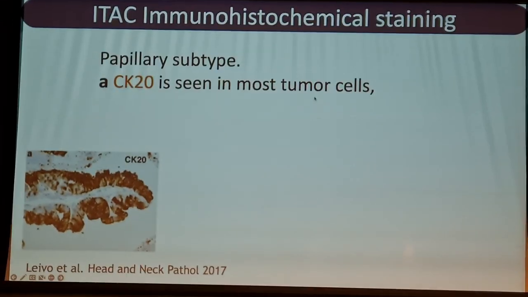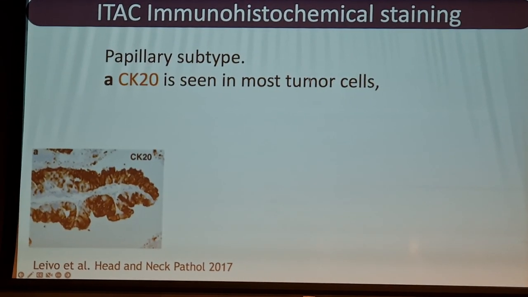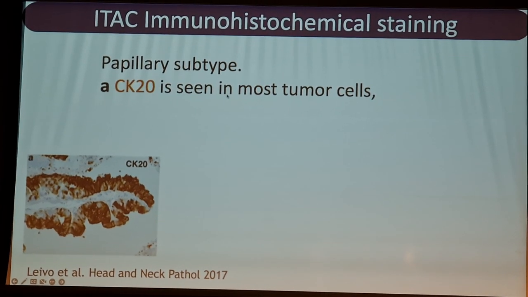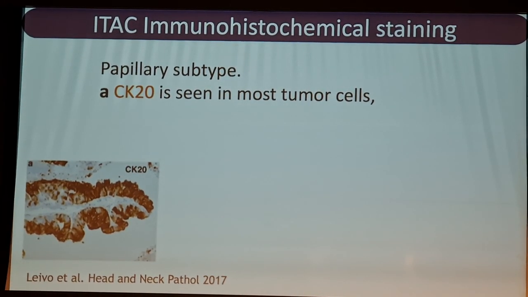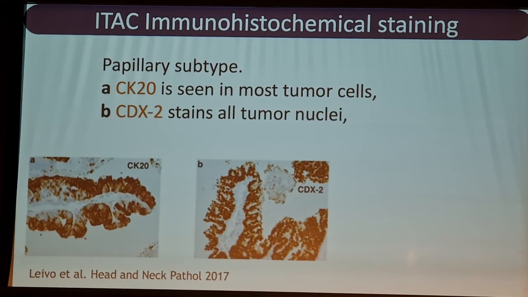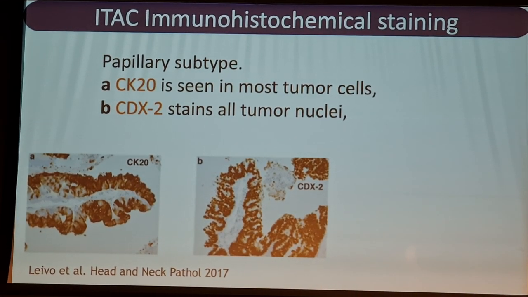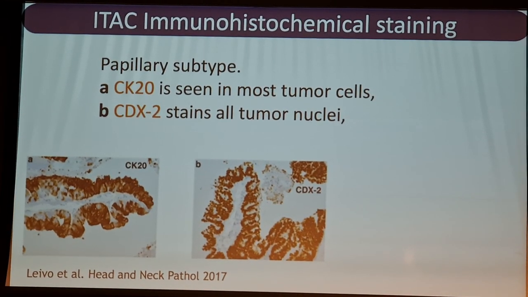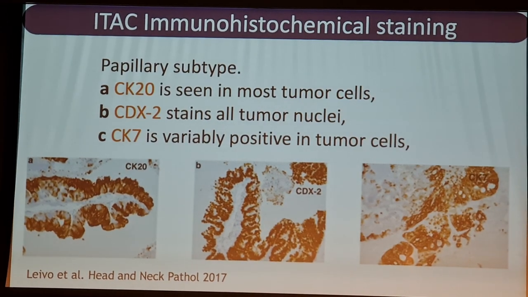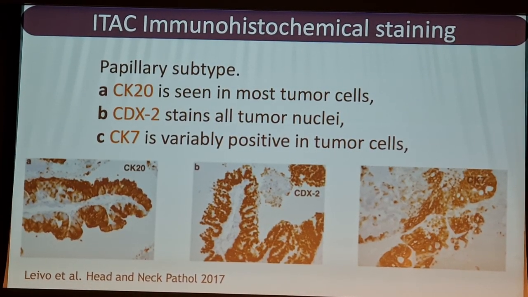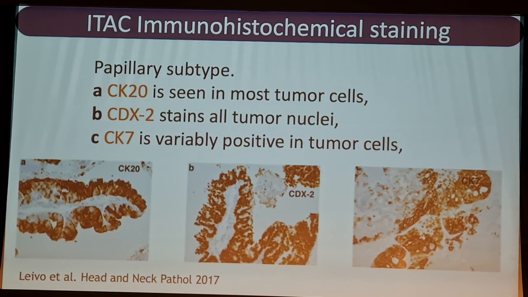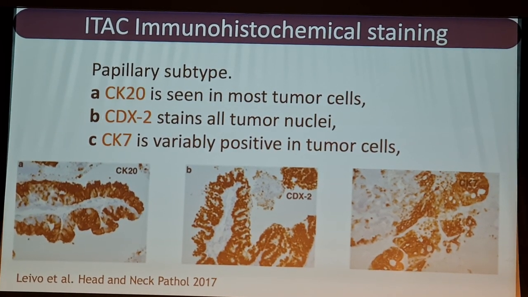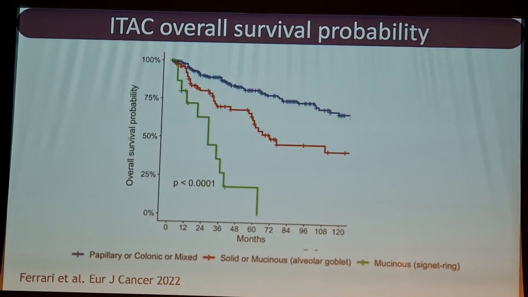This is about immunohistochemical staining. So CK20 is seen in most of these cells. CDX2 stains the tumor nuclei, and CK7 is variably positive in tumor cells. So these are very important three markers for this ITAC tumor.